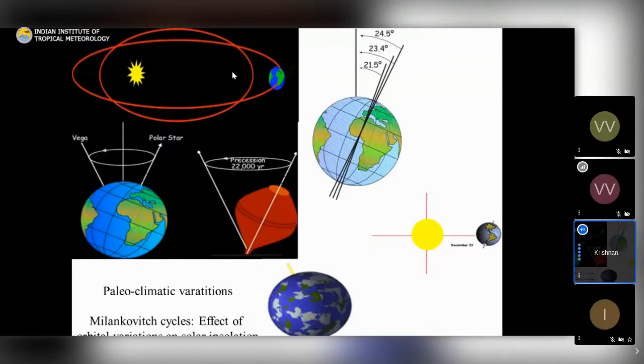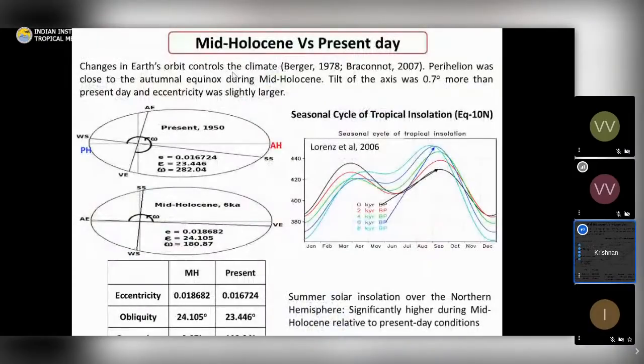And we know that about 20,000 years back, the Earth was at what is known as the last glacial maximum, when the Earth was covered by snow, glaciers and ice. And later on, in the last 10,000 years, what is referred to as the Holocene, the climate has warmed up. And these are all reflections of the precessional effects. And around 6,000 years ago, the solar insolation was maximum in the northern hemisphere. And this is referred to as the mid-Holocene warming period.